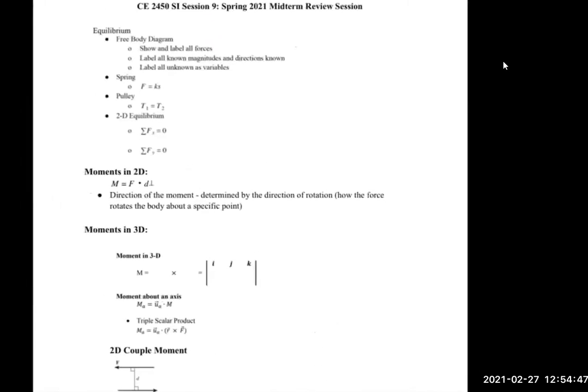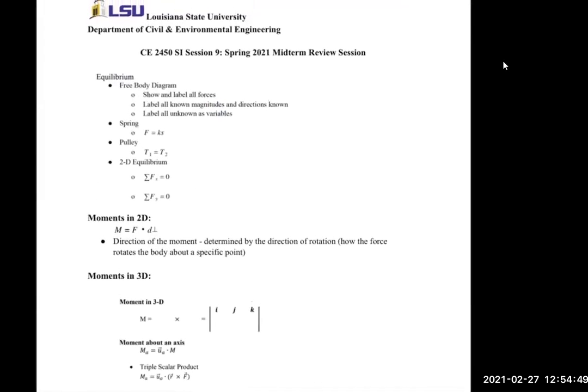All right, next up is equilibrium. Always when we see an equilibrium problem, draw the free body diagram and show all the labels and forces. Label all the known magnitudes and directions, and label all unknowns as variables. This is very important. He's going to take a lot of points off if you don't draw your free body diagram for an equilibrium problem.